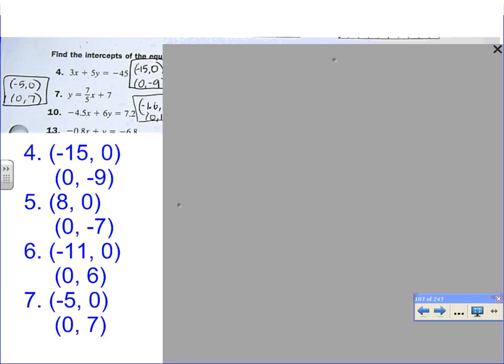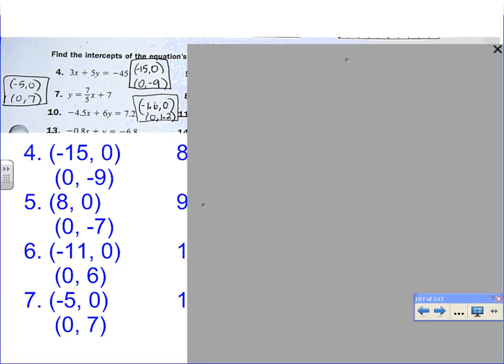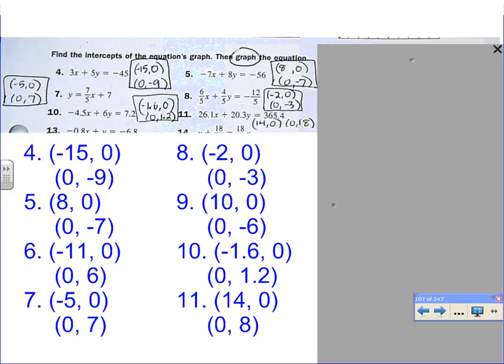Y is 1.2. Yes. Good job. And those are what? Almost the very last one. Yeah. X is 14 and y is 18. Good job. Those are all the ordered pairs. And the very last one, 12. You can tell me 12.